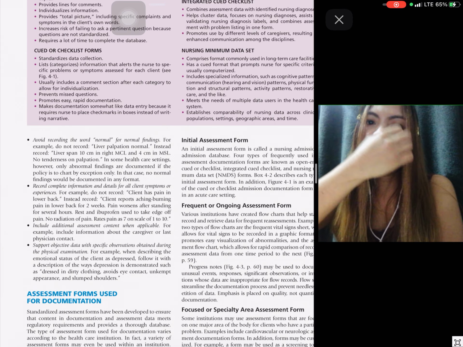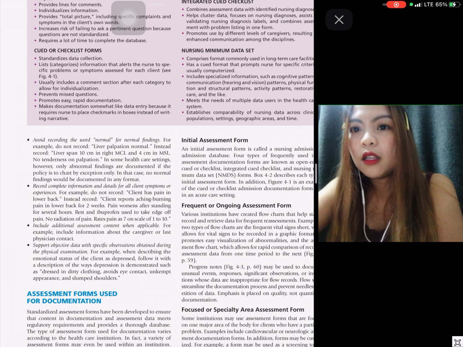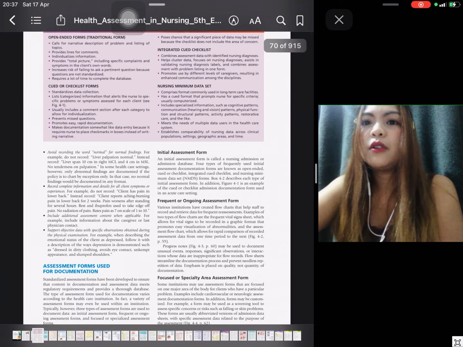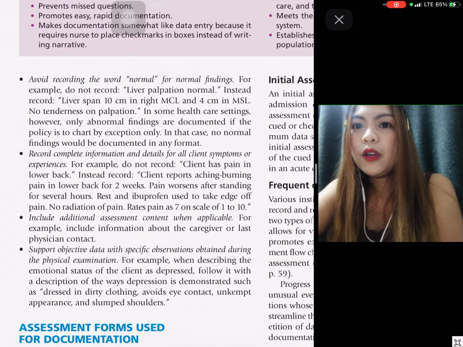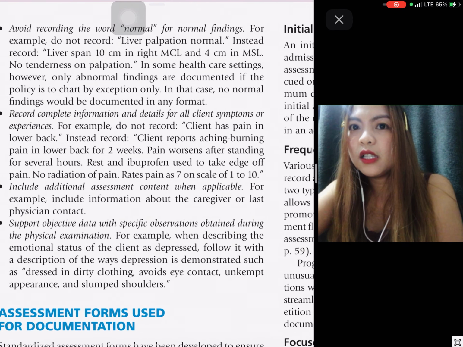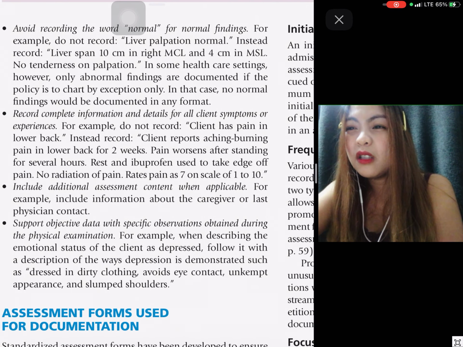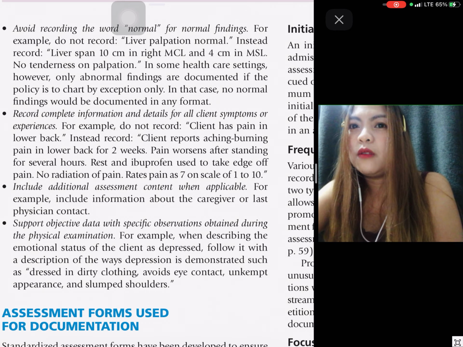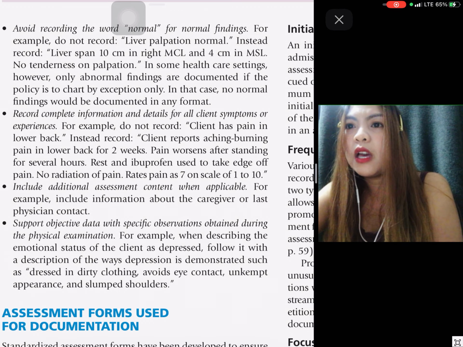Avoid recording the word normal for normal findings. For example, I already told you, do not use that. Do not record liver palpation normal. Instead, record liver span 10 cm in the right MCL and 4 cm in MSL. No tenderness on palpation. In some healthcare settings, however, only abnormal findings are documented if the policy is to chart by exception only. In that case, no normal findings would be documented in any format.